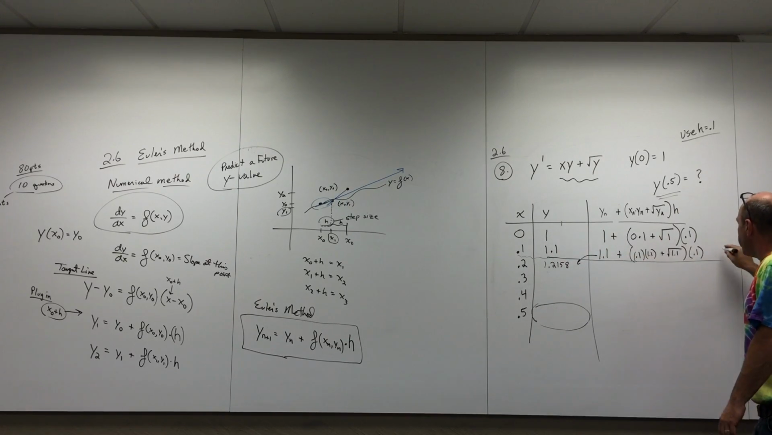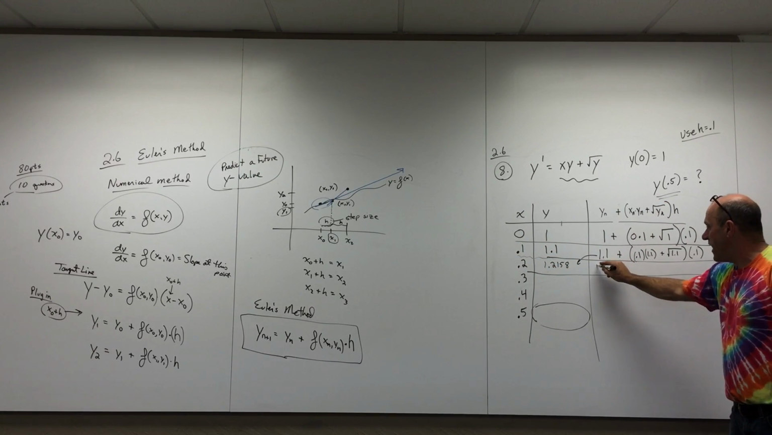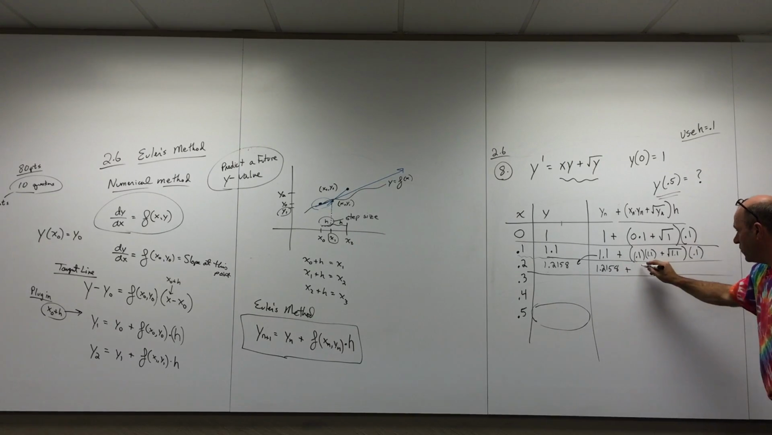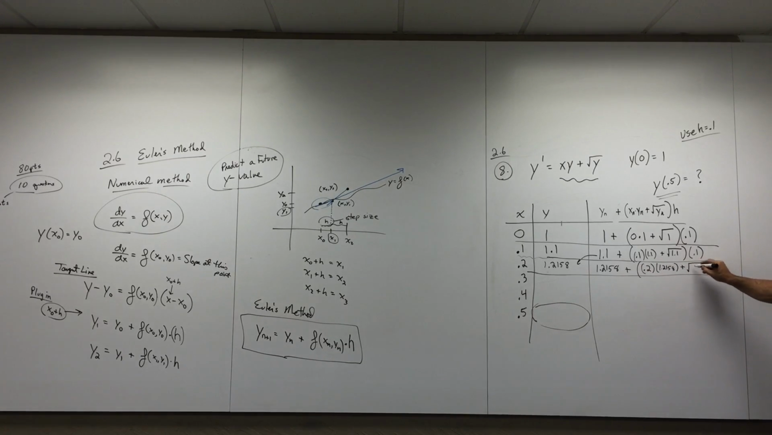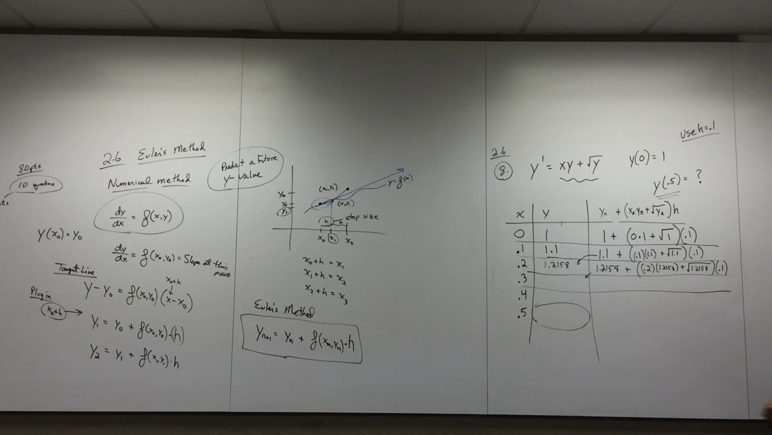Now we use this x and y value to predict the next y value. And what do I do? I do Euler's formula again. With this specific DE, let me just write this. I'm doing Euler's formula, which is y n plus 1 equals y n plus, I guess I'm just writing the right half of the formula, x n times y n plus the square root of y n, all times h. That's for this specific problem.